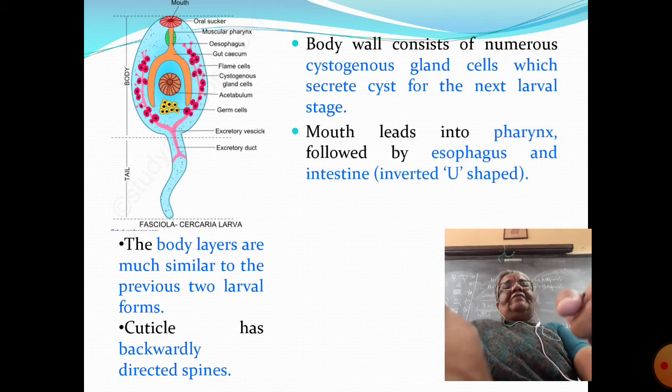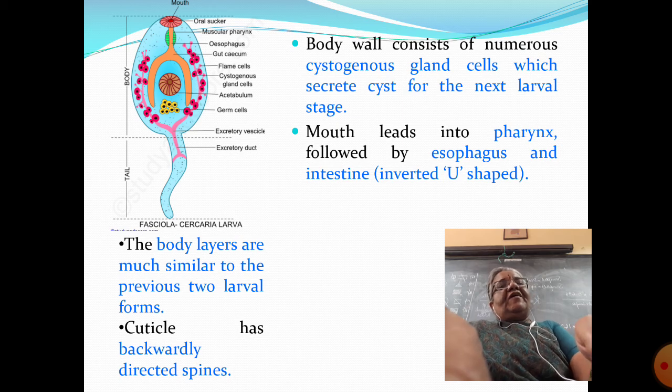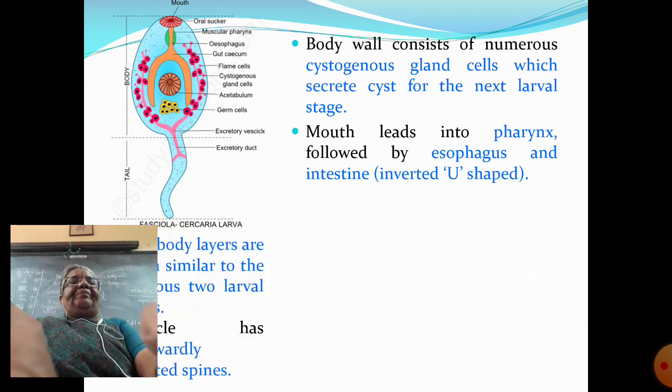Then you can make out mouth leads into a pharynx, followed by esophagus, and that is followed by intestine. And the speciality is, you can make out from the diagram or even from the slide, the intestine is inverted and U-shaped. It is in the form of inverted U shape. If you write U upside down, that is the shape of the intestine. Okay, so intestine is in the form of inverted U shape.